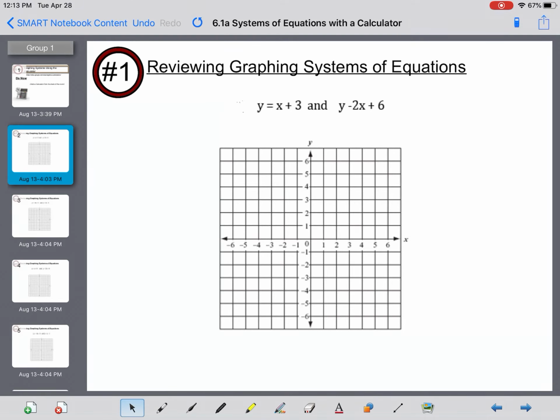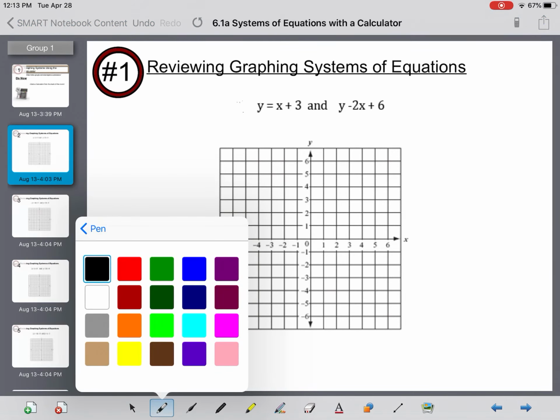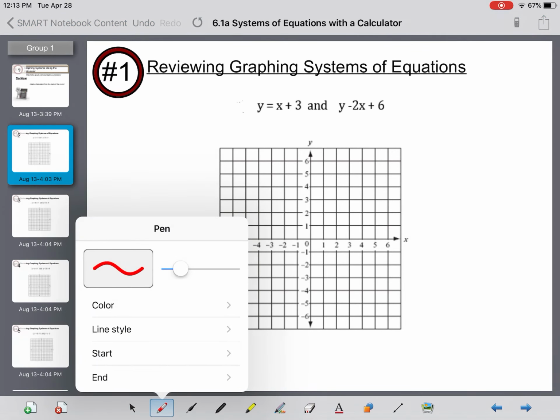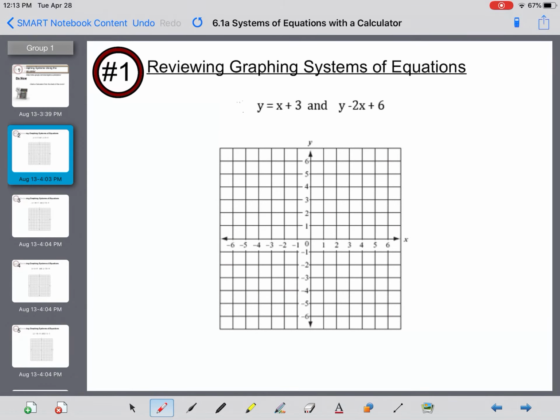So we're going to pick up where we left off yesterday. We're given two equations, and we need to graph them both using their slope and their y-intercept. So let's take a look.